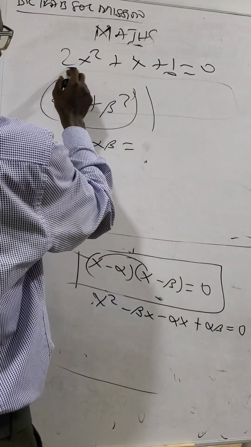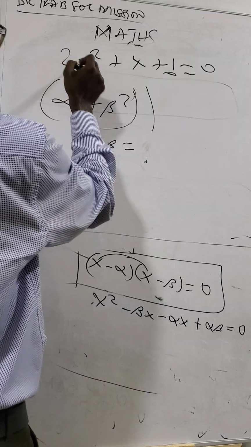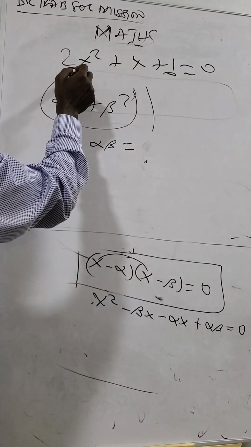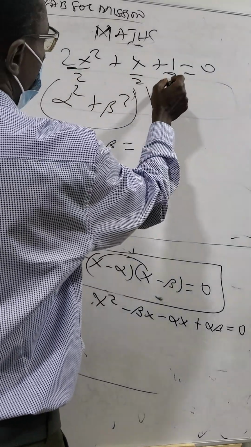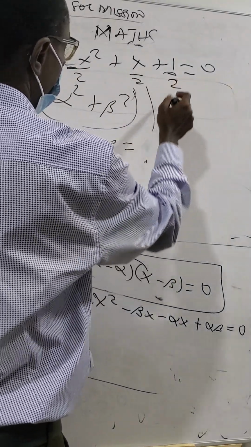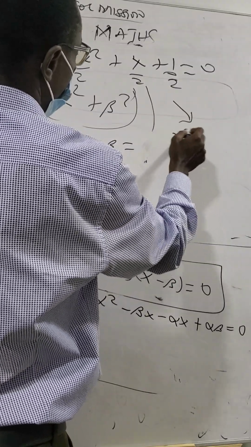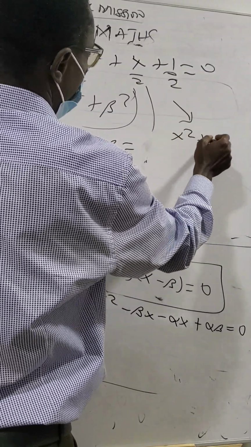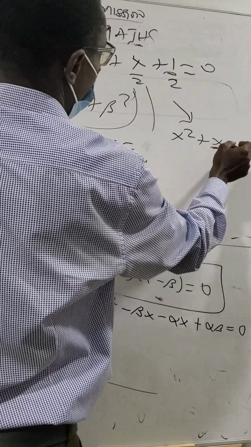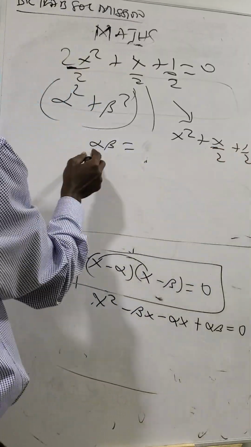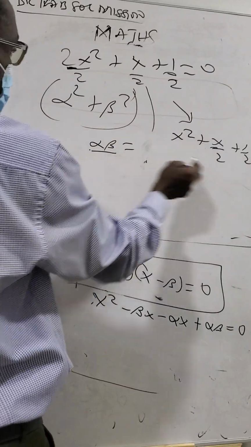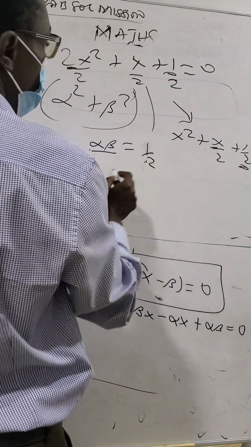First of all, we must make sure this one has no coefficient, or only one as the coefficient. So we divide this equation by 2, so that the equation becomes x squared plus x over 2 plus half is equal to 0. In that case, alpha times beta is equal to the constant, so it's equal to half.